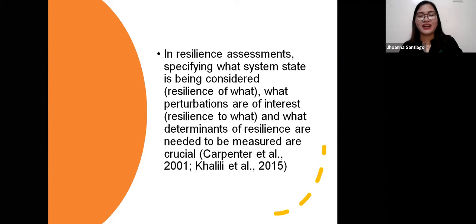So in resilience assessments, it is very important because it helps in the preservation and conservation of our cultural heritage site. So what system state is being considered, resilience of what? Here we are considering the whole Chaya rice terraces, and what perturbations are of interest? It pertains to the challenges that I've mentioned. And lastly, it is important to identify the determinants of resilience so that we can know the important parameters to be measured, so that we can identify the possible solutions to improve the resilience of the system.